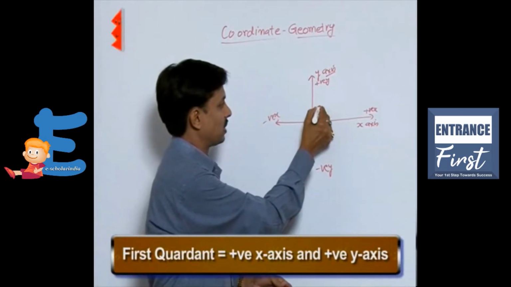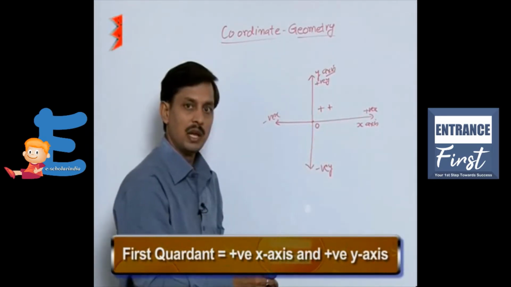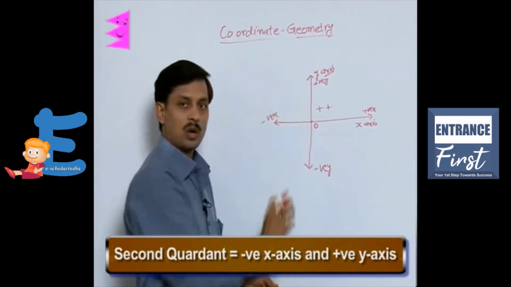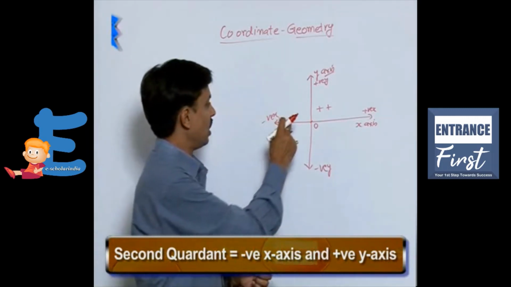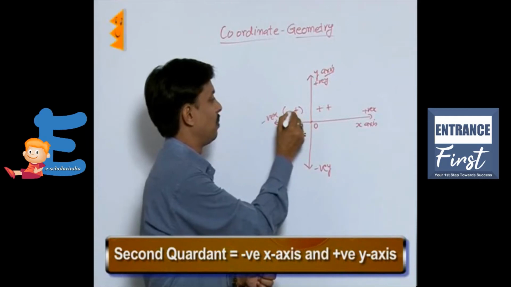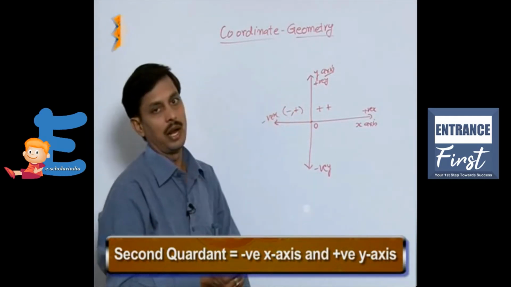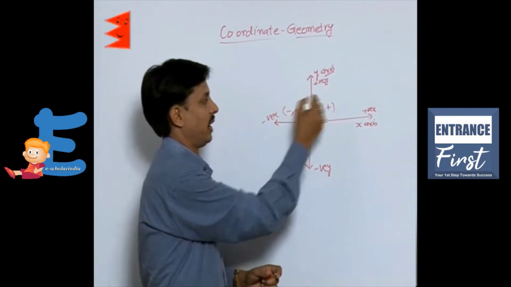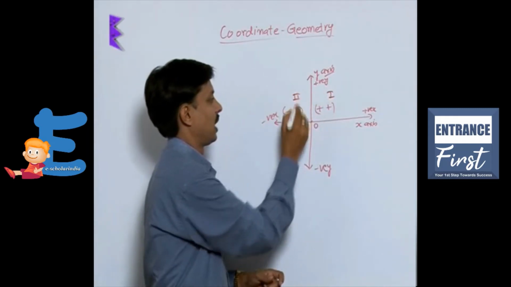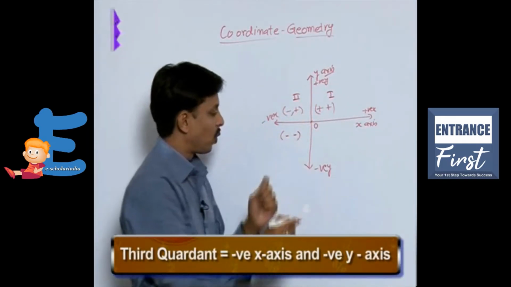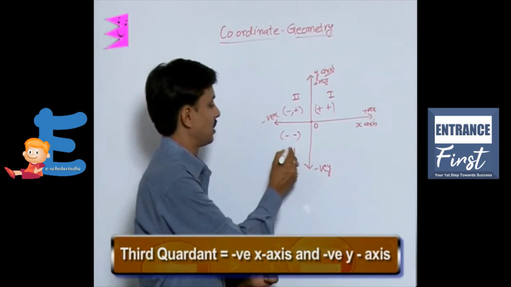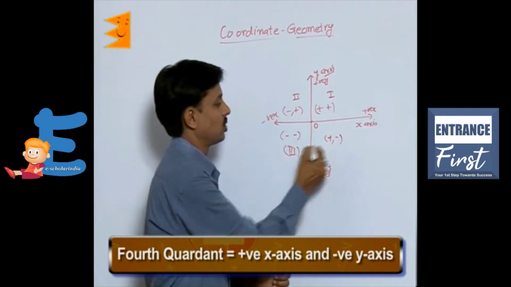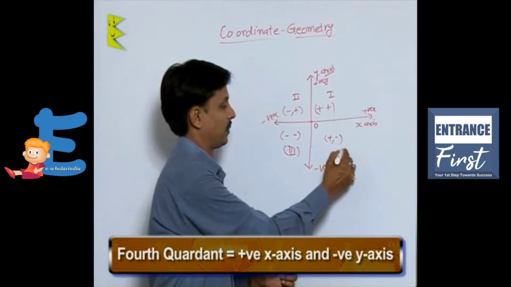The first part is positive and positive, meaning x is positive and y is positive. The second part, or the second quadrant, is known as negative and positive, meaning x is negative and y is positive. This is the first quadrant, this is the second quadrant. Where x and y both are negative, it is considered as the third quadrant. And where x is positive and y is negative, this is known as the fourth quadrant.